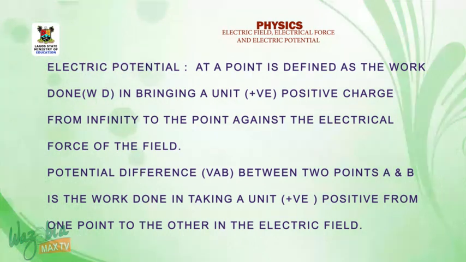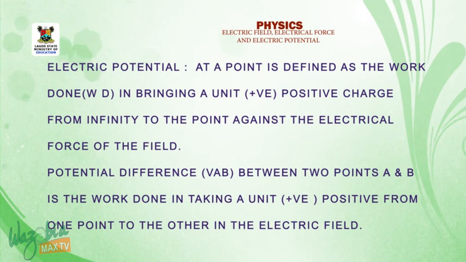Also, potential difference. Potential difference, VAB, between point A and B is the work done in taking a unit positive charge from one point to the other in the electric field. I repeat, potential difference, VAB, between two points A and B is the work done in taking a unit positive charge from one point to the other in the electric field.